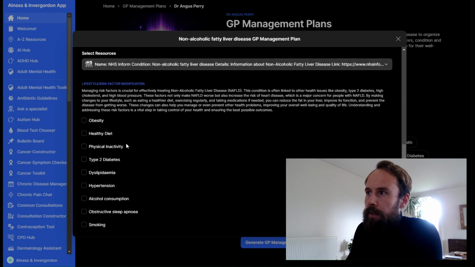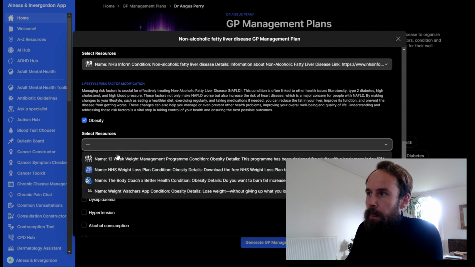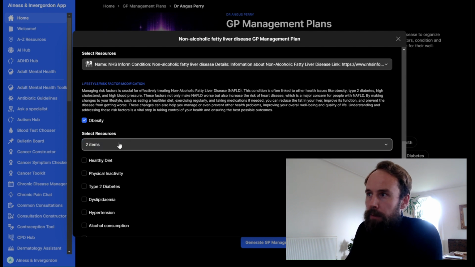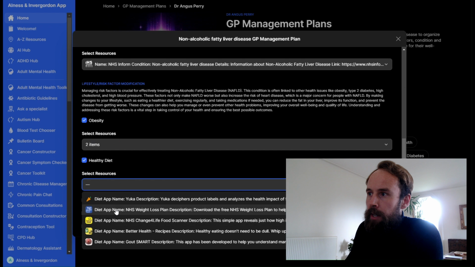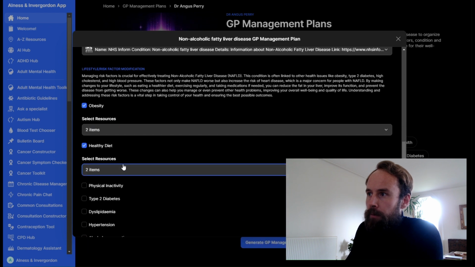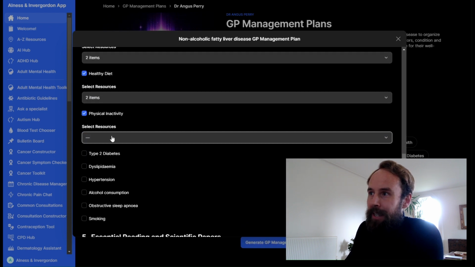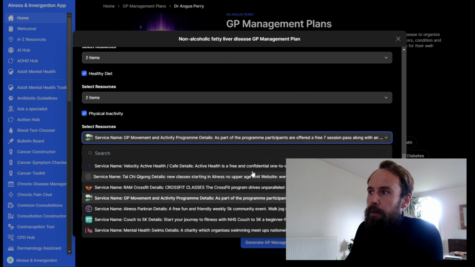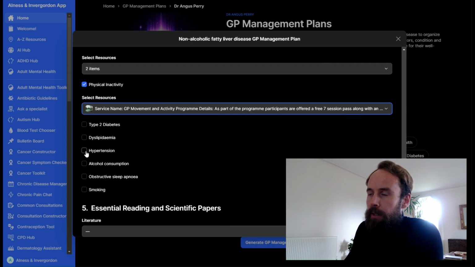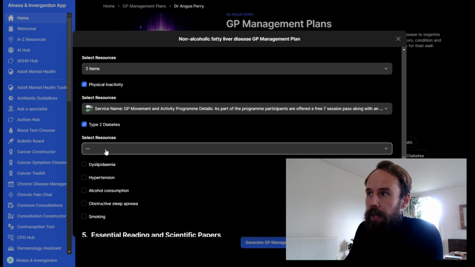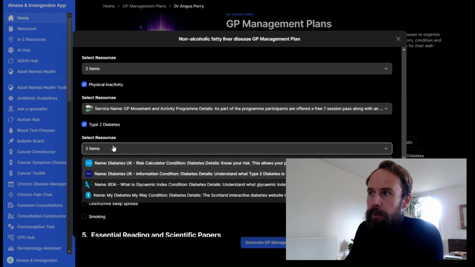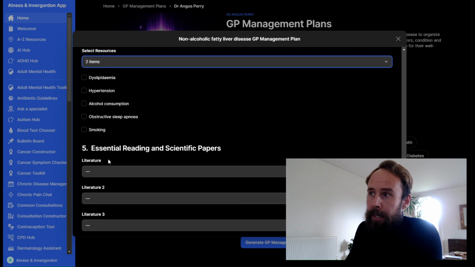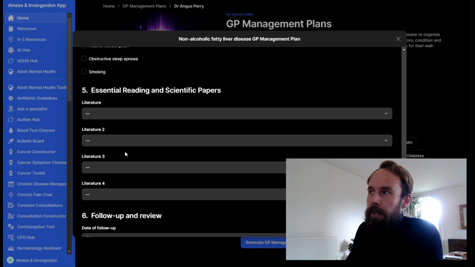Then, of course, we're back to the risk factors. So these are all the risk factors for non-alcoholic fatty liver disease. So we can choose which ones pertain to the patient. So if I choose obesity, and then again, I choose the resources like you've seen with hypertension. Let's choose diet. And then there's a few apps here we can recommend. Physical inactivity. Again, I will refer to the GP Movement Activity Program. And we've got, let's say they have other comorbidities like diabetes. So we've got some resources here they can use to help manage their diabetes. And again, more essential reading and scientific papers.